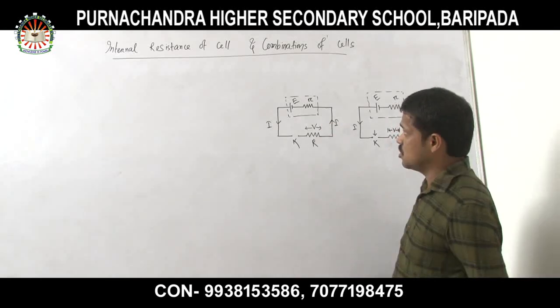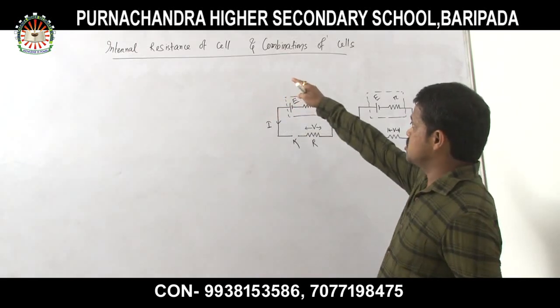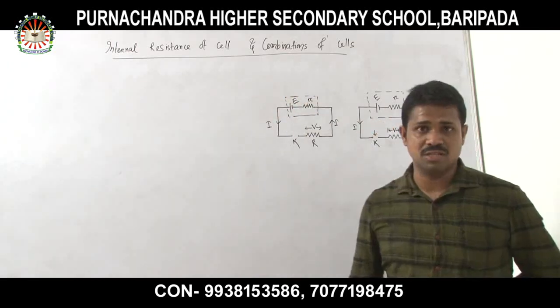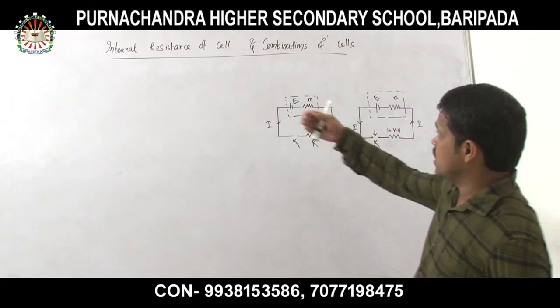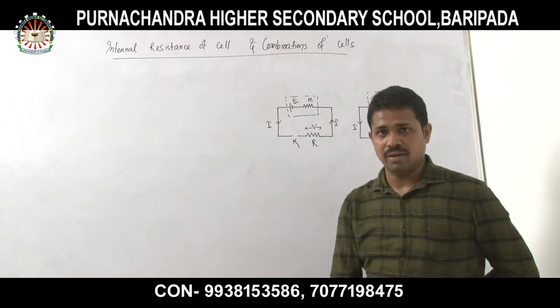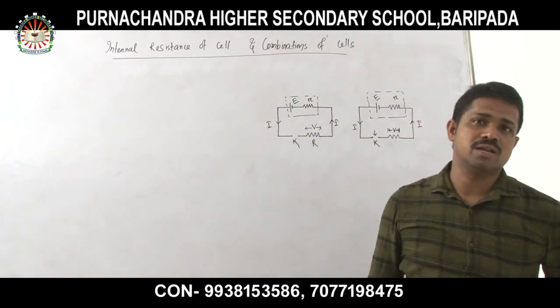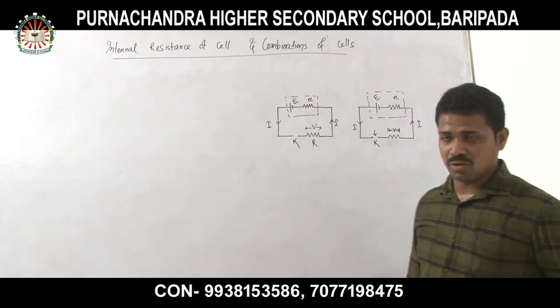About the cell. First of all, we will learn what a cell is. Then the internal resistance of the cell and the combination of cells. This is the important part: how we can connect cells in an electrical circuit. Very simple. And the internal resistance of the cell. What do you mean by internal resistance of the cell? Let us discuss these things.